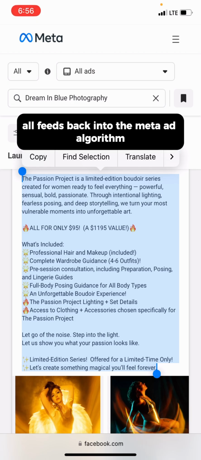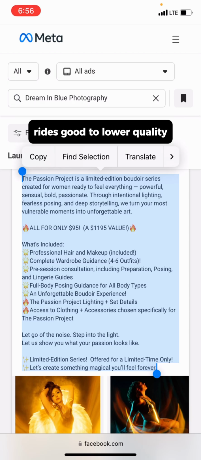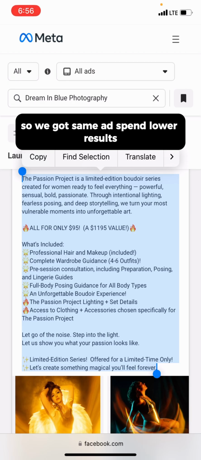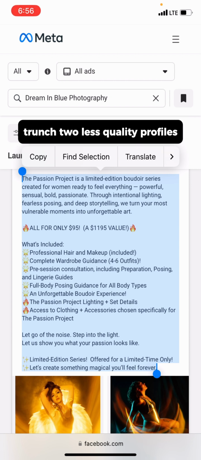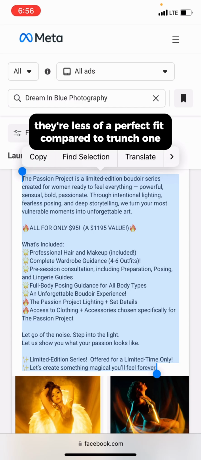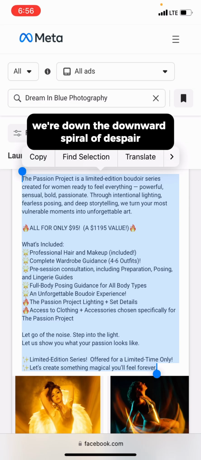From tranche one women, all of this feeds back into the Meta ad algorithm. Our ads get lower quality, aka lower converting Meta profiles, for tranche two. So we've got the same ad spend, lower results, lower sales. Tranche two has lower quality profiles, they're less of a perfect fit compared to tranche one. And we're down the downward spiral of despair.